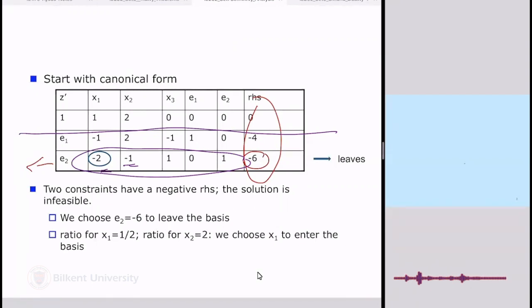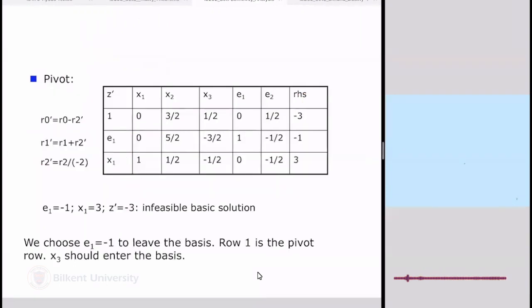This one gives you a ratio of 1/2, the absolute value of 1/-2. This is 2/-1 in absolute terms. So this one wins. This means X1 is entering and E2 is leaving. The iteration is the same. So this should be 1, and I need zeros in there. It's the same thing, right? When you do that, here I have X1, and here's my table. This is the next iteration.